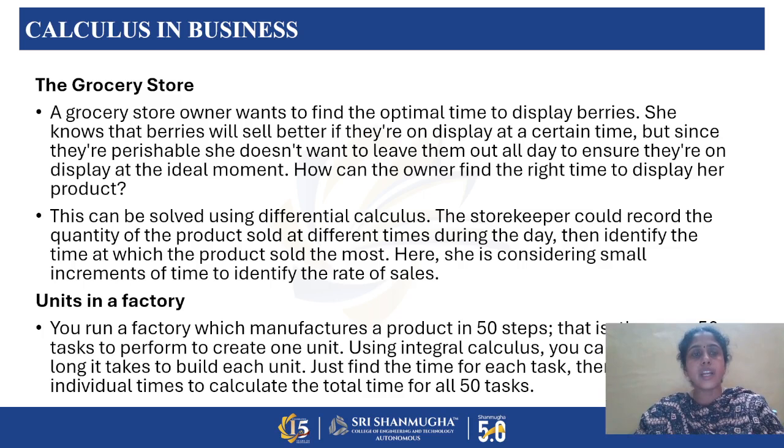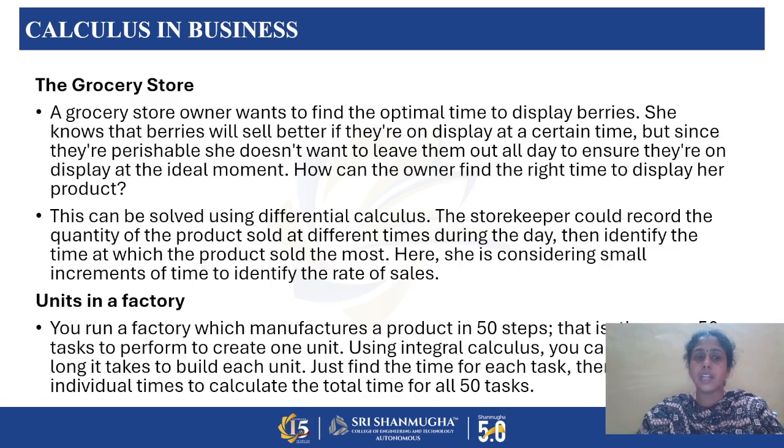The storekeeper could record the quantity of the product sold at different times during the day, then identify the time at which the product sold the most. Here she is considering small increments of time to identify the rate of sale. So if she wants to sell, she considers small units, that is, per day, how the berries have been sold. Considering all those things is called differential calculus. So this is how differential calculus is applied.